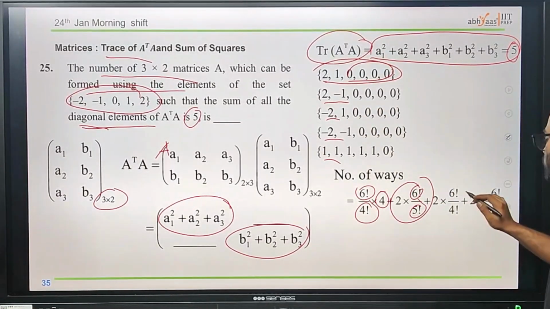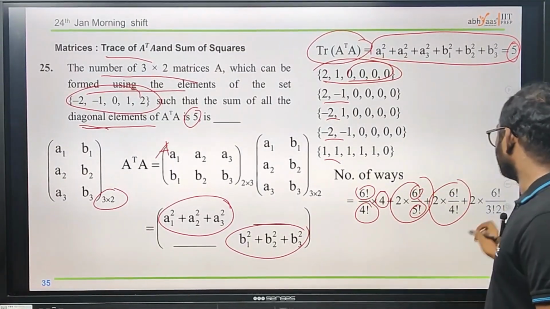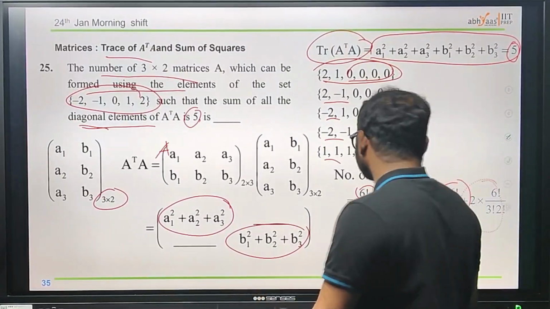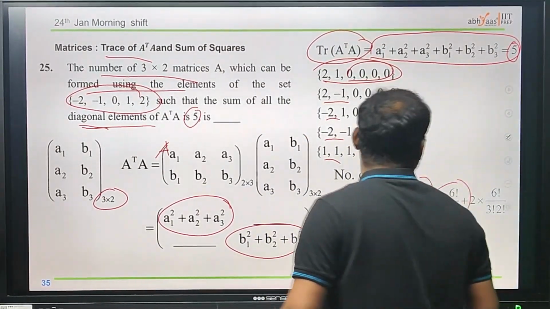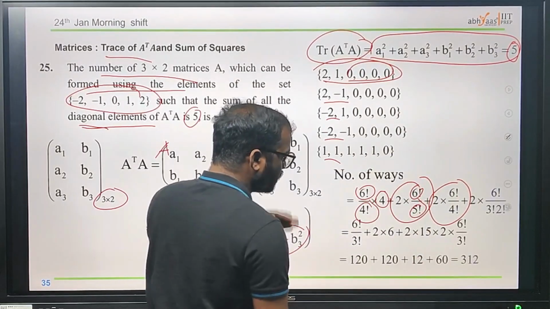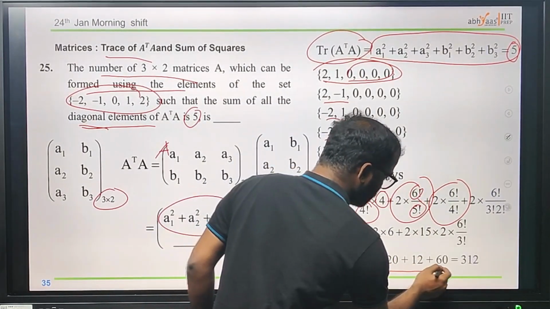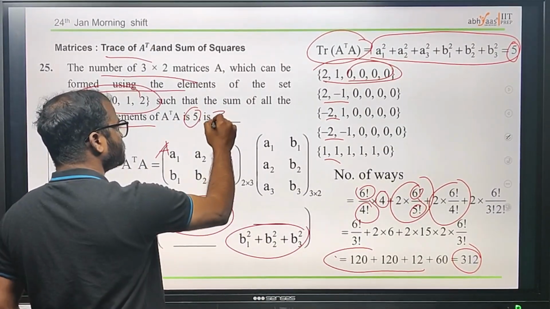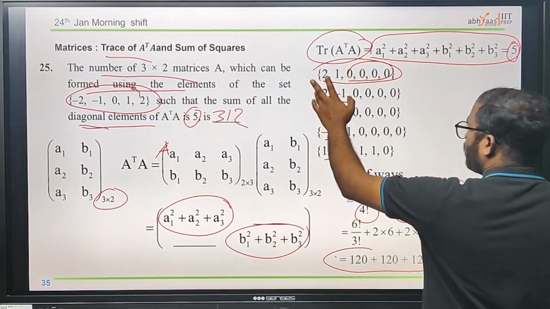I hope you understood. Similarly we have this situation. Normally we will get the answer as 2 times 6 into this one. Now equating to this, they already gave 5. Therefore we finally get 120 plus 12 plus 60, which is 312, as the answer. This is simple, you can do this simplification by finding how many ways we have.